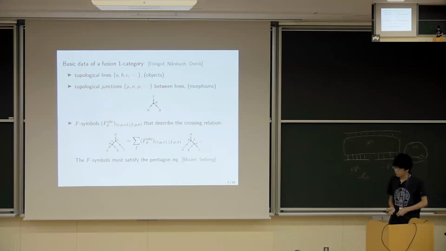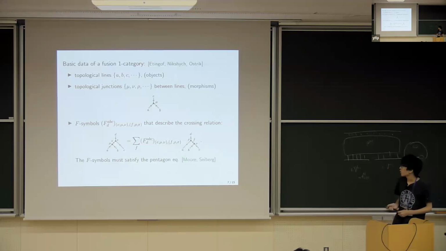So what is a fusion 1-category? Basically, a fusion 1-category is just a mathematical theory of topological lines in 1+1D. But more concretely, we can list the basic data of a fusion 1-category like this. The first datum is the set of topological lines, which are also called objects in category theory. And the second datum is a set of topological junctions of topological lines, and they are called morphisms. And these topological junctions can be represented diagrammatically by using fusion diagrams.